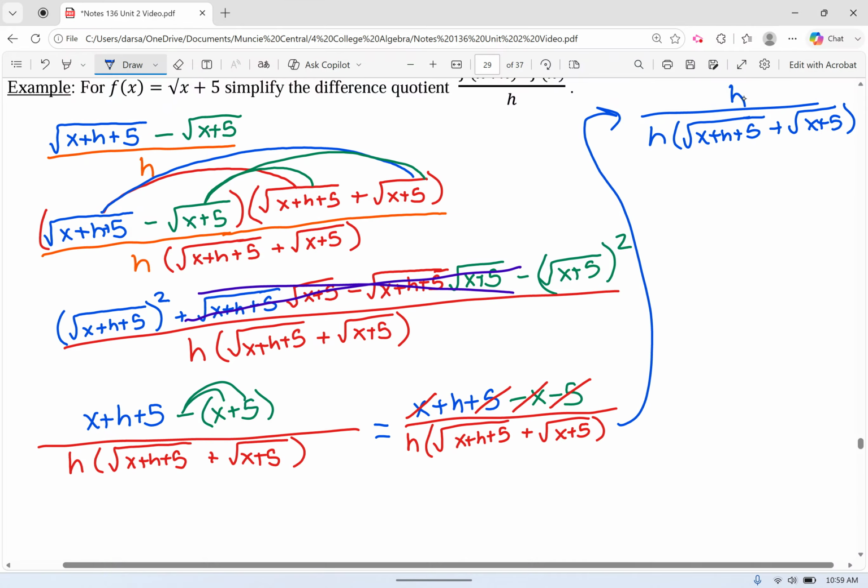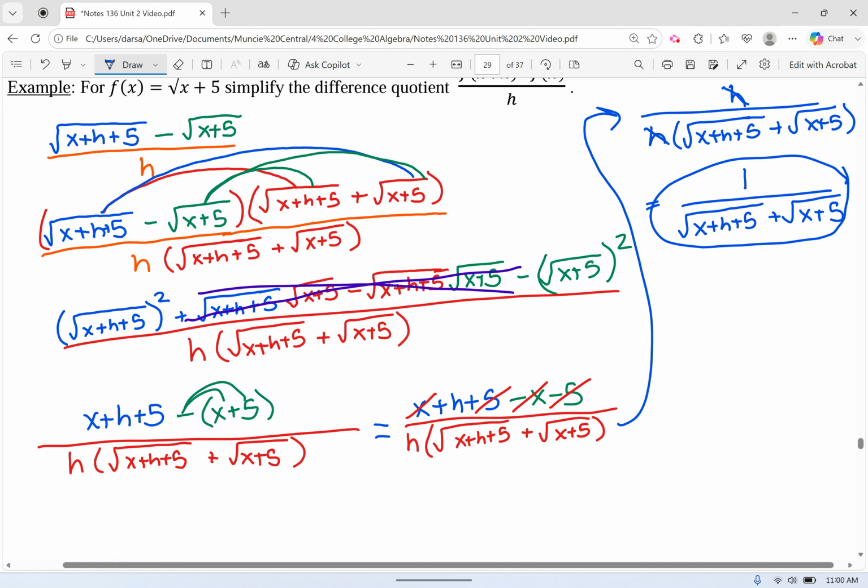And now, see how this h is by itself, and we have an h down here. What's h divided by h? Well, what is 7 divided by 7 or 30 divided by 30? That is 1. You can't leave this numerator blank. It doesn't disappear. And this is in the denominator. It doesn't magically end up in the numerator. But you need something on the top. And think, what is h divided by h? That is 1. So our final simplified version of the difference quotient with square roots is 1 in the numerator, with the square root of x plus h plus 5 plus the square root of x plus 5 in the denominator.